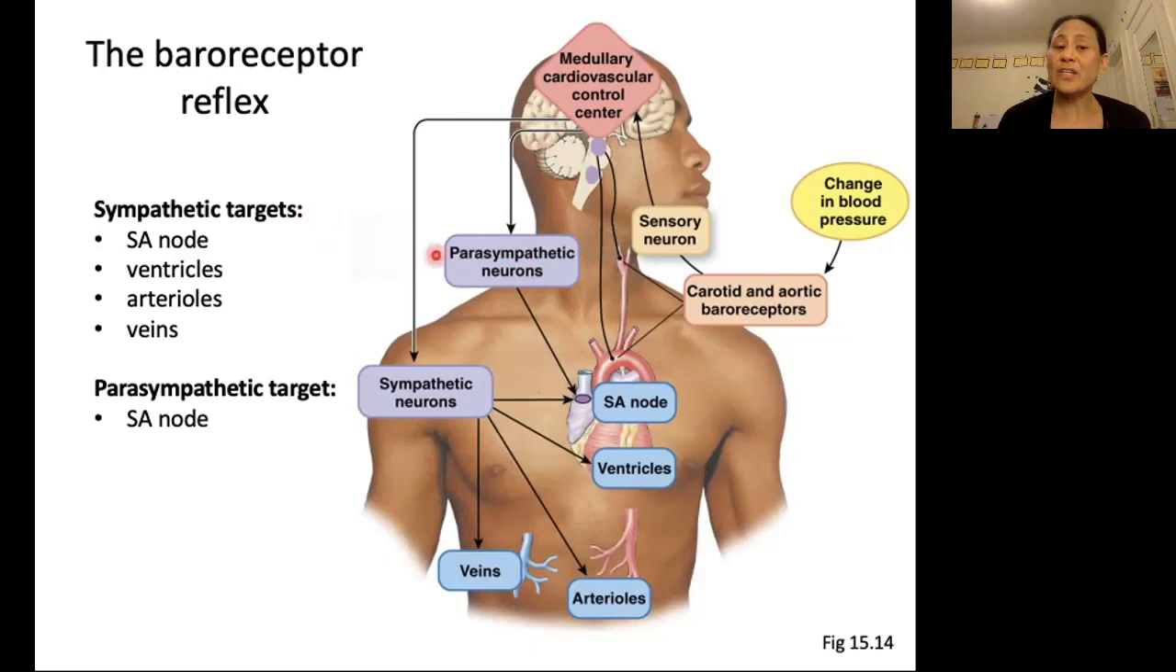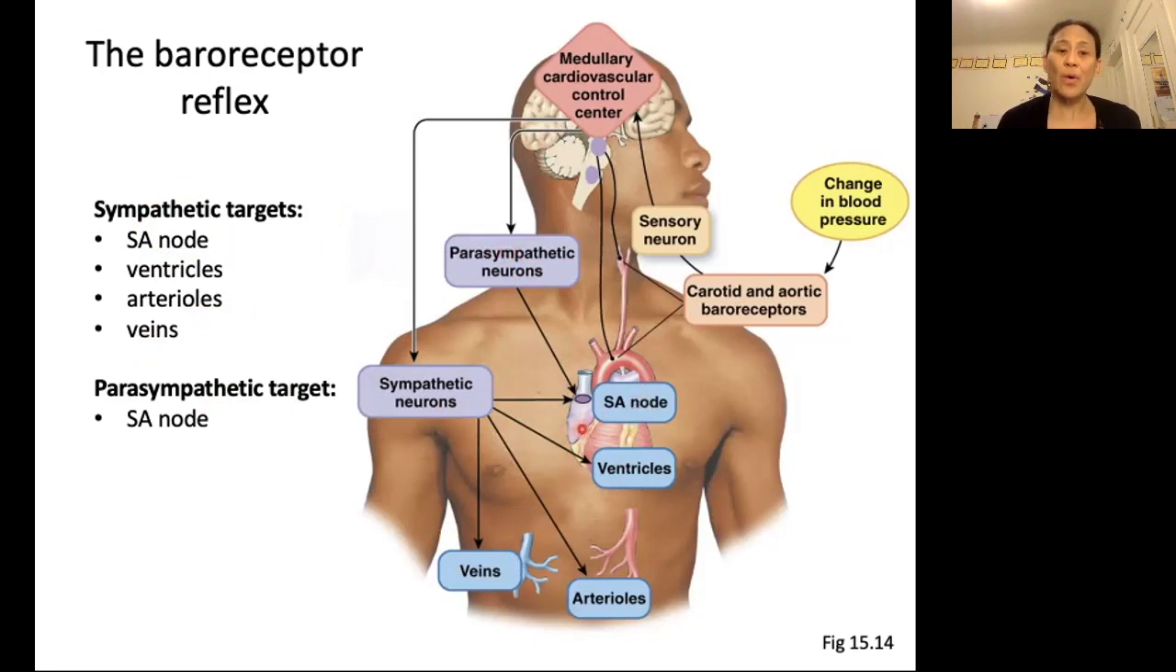These are the targets of the sympathetic nervous system. We have the SA node here, the ventricles here, the arterioles here, and the veins here. So those are our sympathetic targets. Our parasympathetic targets are actually just one target, the SA node.